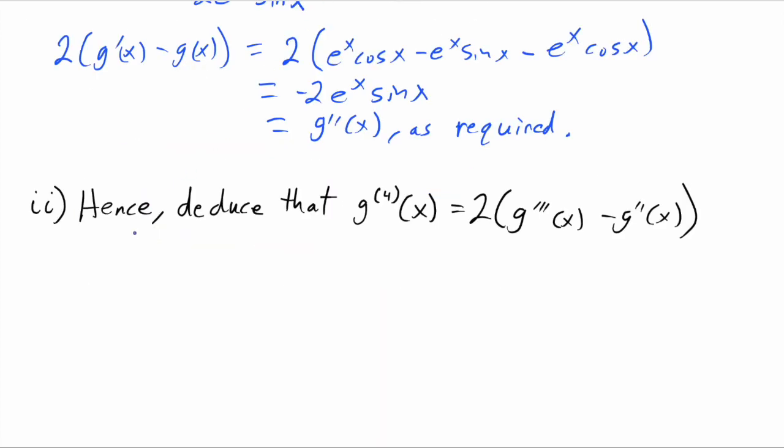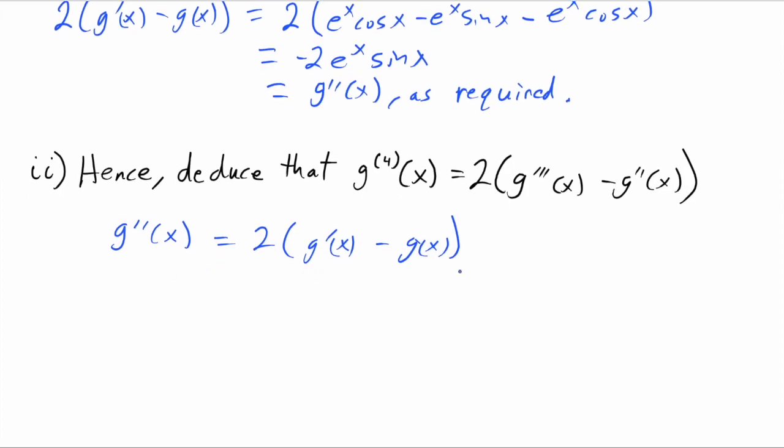This next part, we have hence deduce that the fourth derivative equals this. And it's only worth 1 point actually, so there's not much work required. You can go through the same procedure and find the third derivative and then the fourth derivative, and then it'll be equal. But just note what we had from before: the second derivative equals twice the first derivative minus g of x. So you can just simply differentiate both sides of the equation. So the derivative of this is this, right?